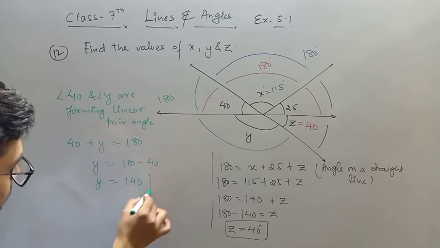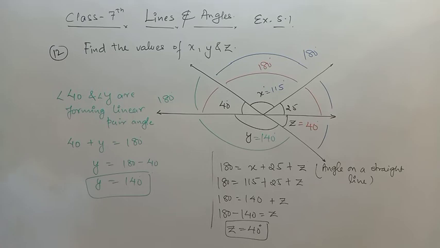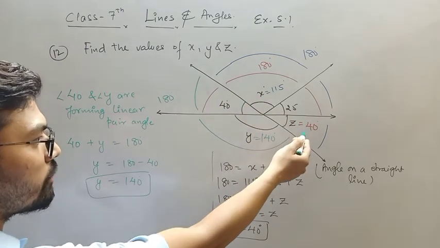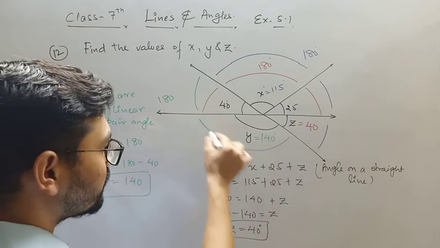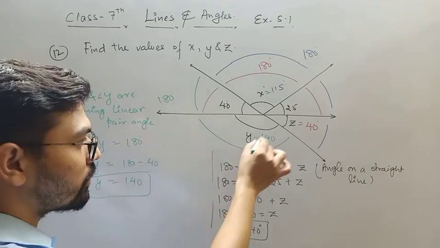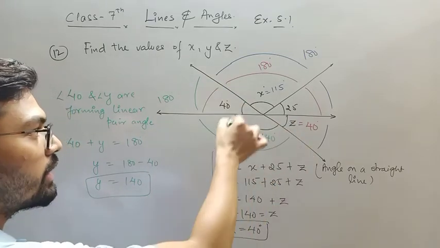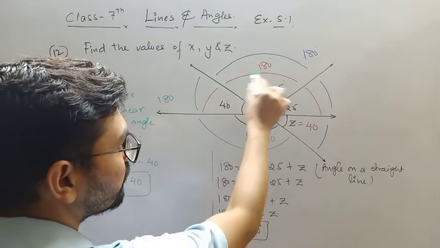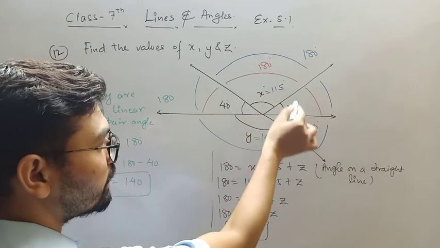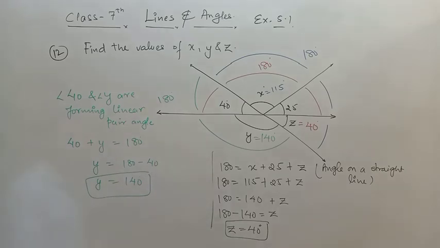So this is how you calculated the value of y. So y is equal to 140 degrees. Okay, so in this way you have calculated all the values. x is 115, y is 140 and z is 40. Now you can check, this is a straight line, this complete angle is equal to 180 degrees, right? 140 plus 40, 180. This is a straight line, so the angle formed is again 180, 40 plus 140, again 180. This is a straight line, so the angle formed by these two angles, 115, 25 and 40 will give you 180. So this is how you have calculated the value of x, y and z.